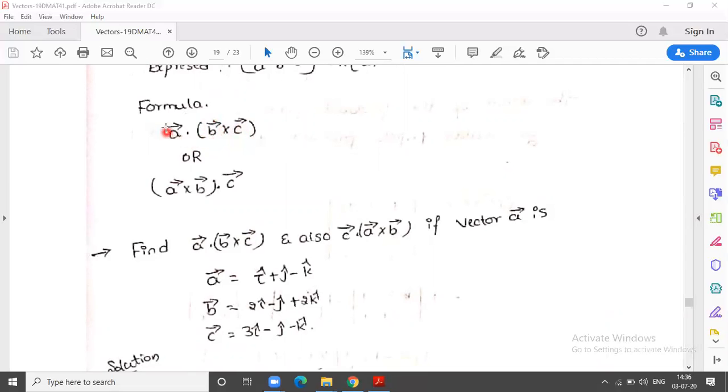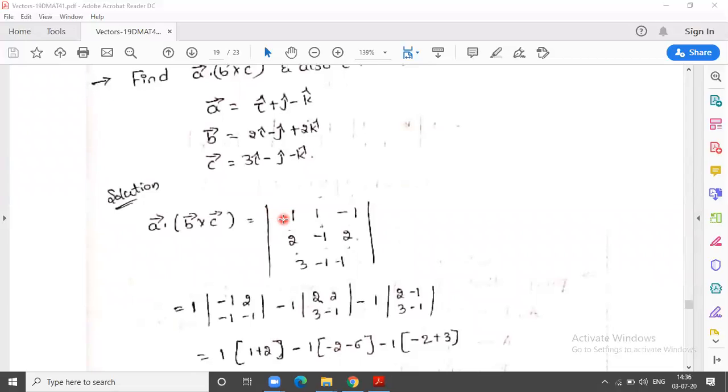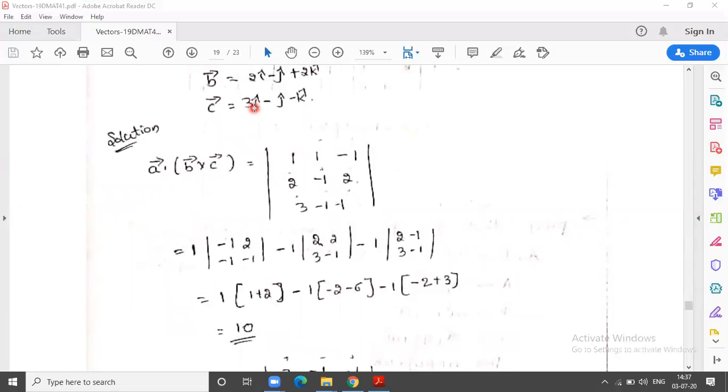For the obtained result, you put the dot operator between A and B cross C. Otherwise, the direct method: here you should not write any ijk because it is a scalar triple product, and the final answer will be a scalar, so there will be no ijk. You just note the ijk components of A in the first row: 1, 1, minus 1. The components of B in the second row: 2, minus 1, 2. And the components of C: 3, minus 1, minus 1. Just evaluate this.